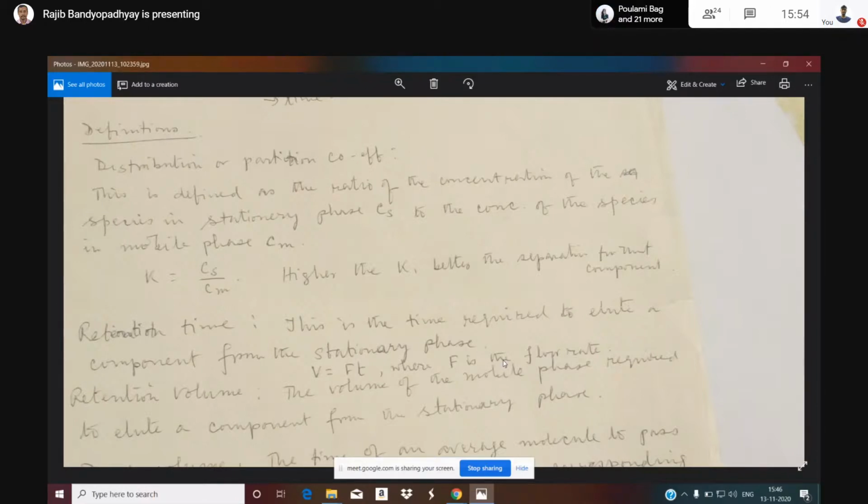At each plate, equilibrium of the solute between the mobile and stationary phase is assumed. Movement of the solute and solvent is then viewed as a series of stepwise transfers from one plate to the next. And the efficiency of a chromatographic column is measured in terms of the number of theoretical plates, N, and the height equivalent of the theoretical plate, that is H.